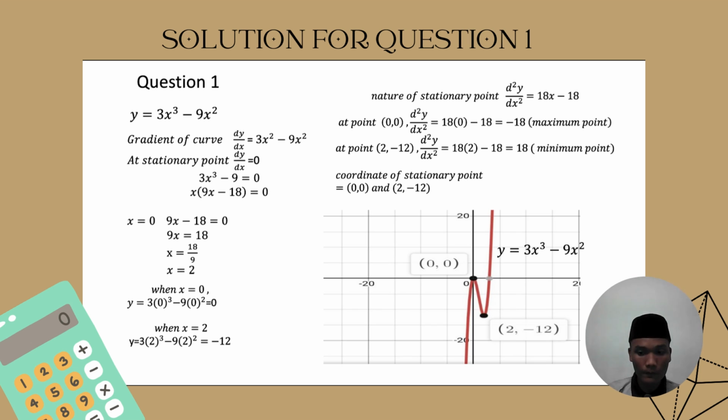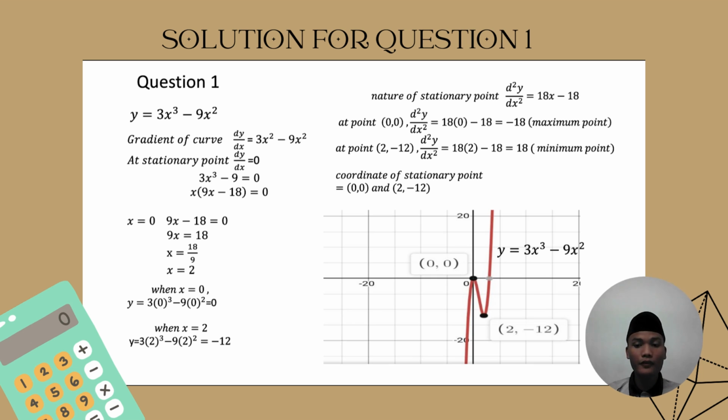Then step 4, substitute x in equation y, and you will get y1 is equal to 0 and y2 is equal to negative 12. And step 4, the stationary point. The stationary point of x1, y1 is 0, 0, and x2, y2 is 2, negative 12.